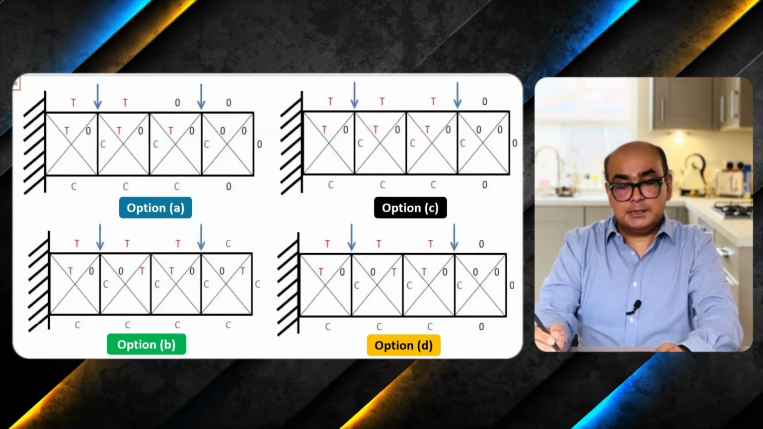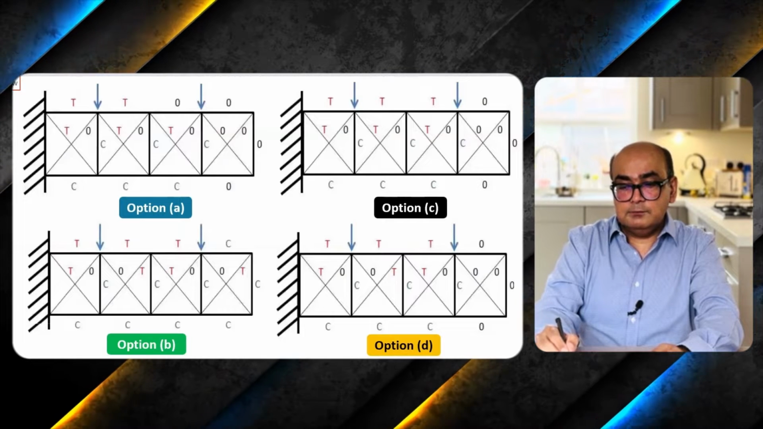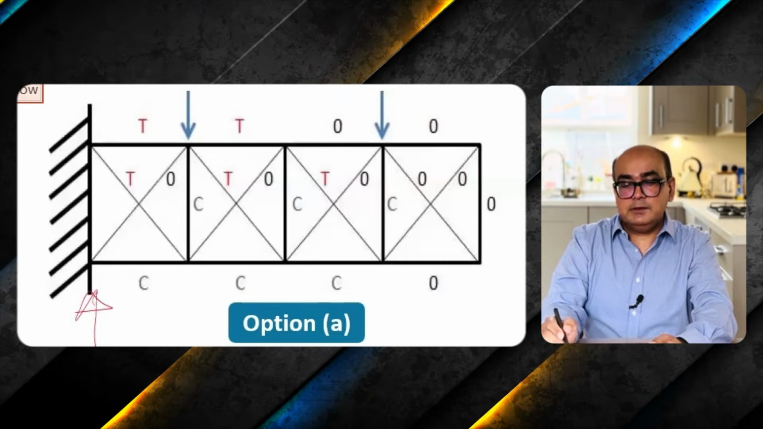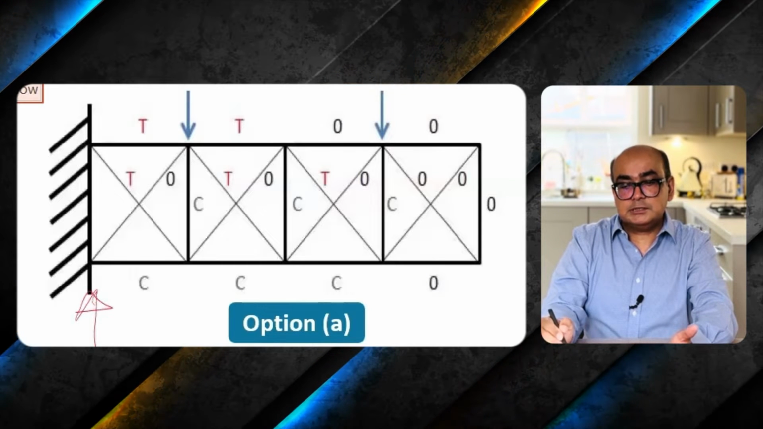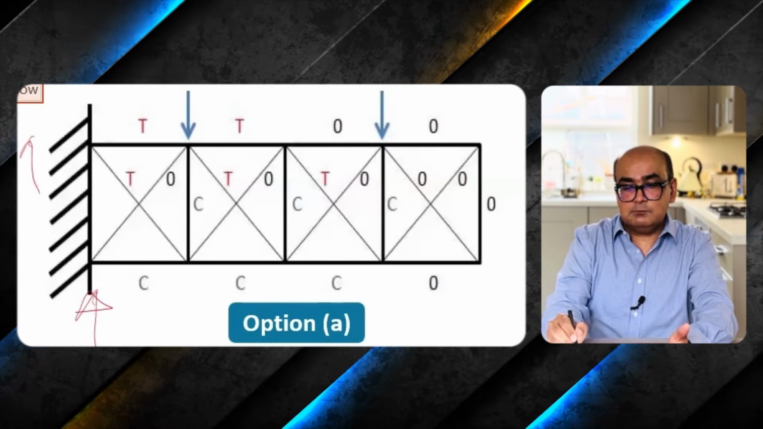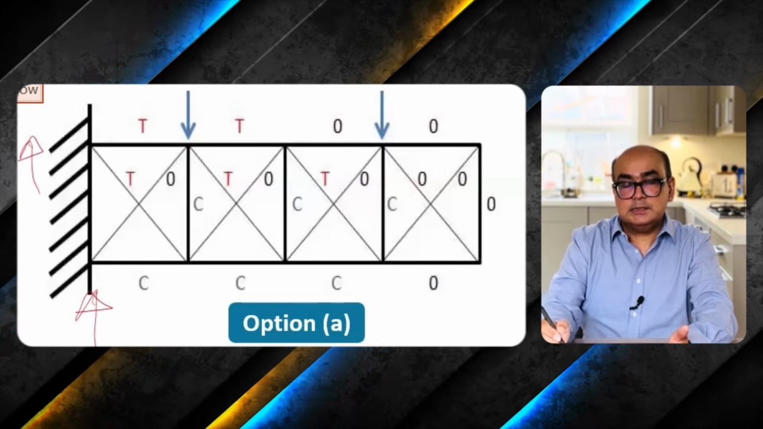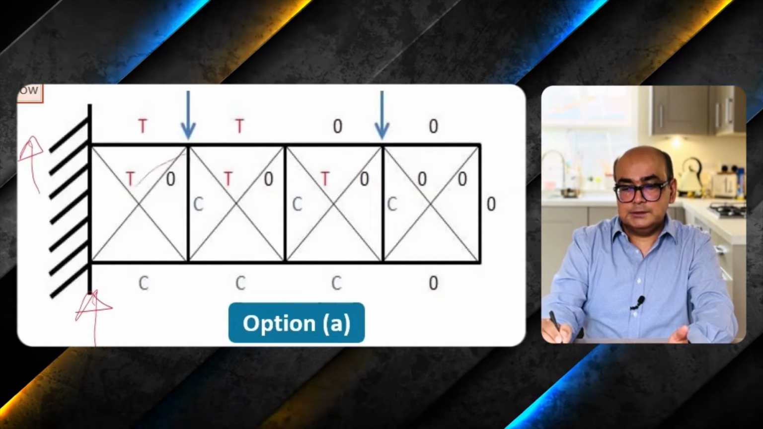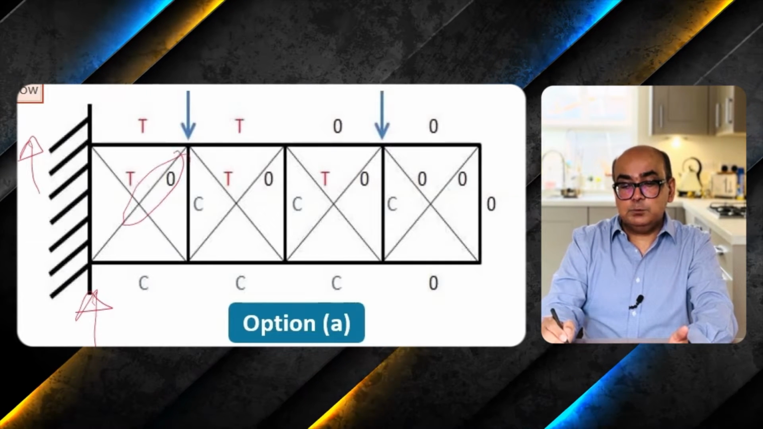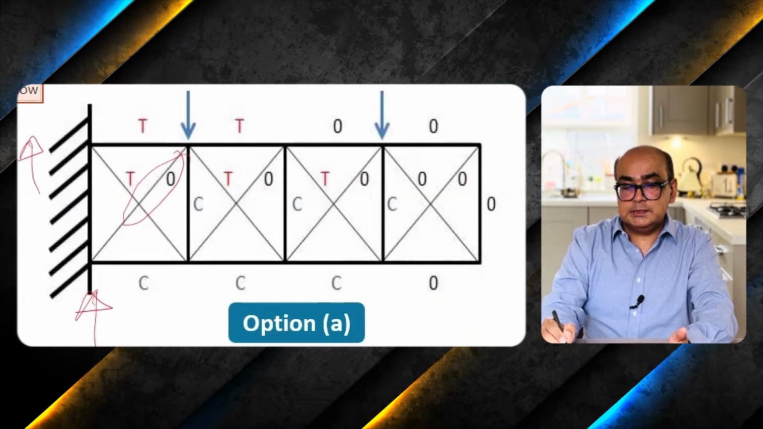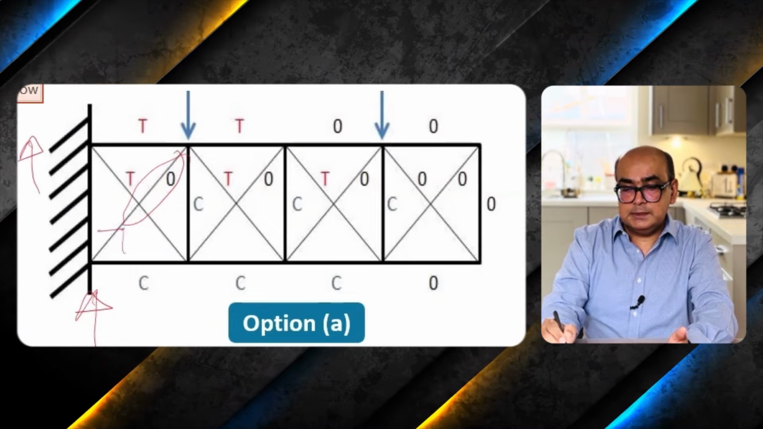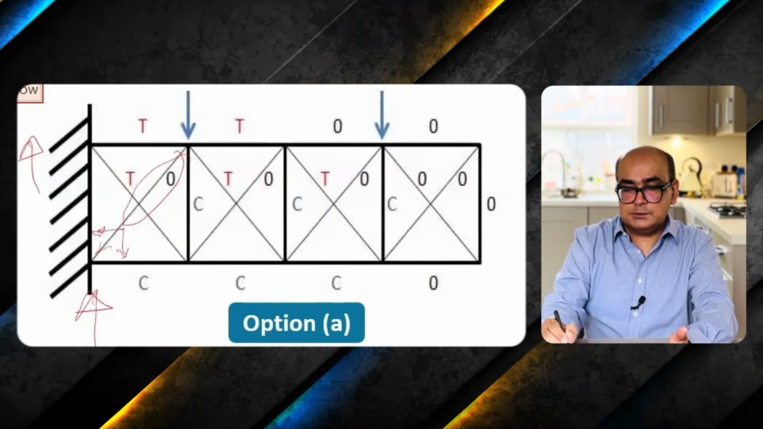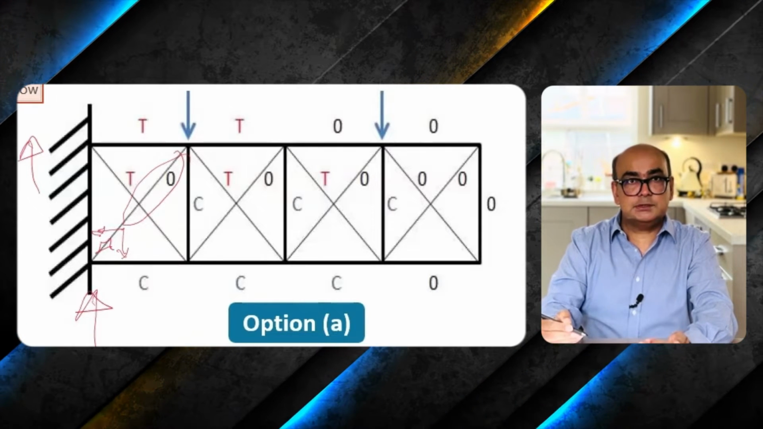So first we have to determine which diagonals will take tension and which diagonals will take compression. Firstly, I will have a reaction over here. I don't know the direction of the horizontal reaction, but the vertical reaction will be like this. If I have a reaction like this, then the vertical component of this member will point towards the joint. So it will be like this. The vertical component has to go downwards, which means that it is pointing towards the joint.